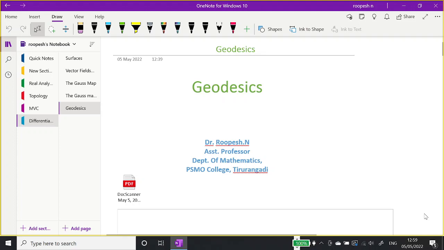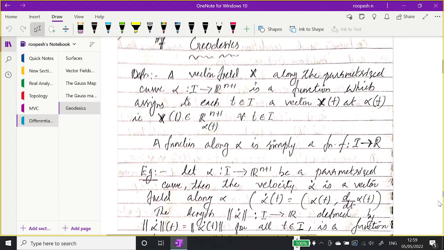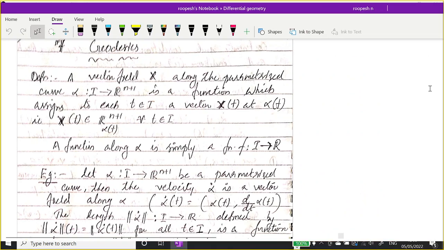Another session of differential geometry class. Today we are going to discuss geodesics. Before going to geodesics, let us have some definitions. This definition we have already seen.